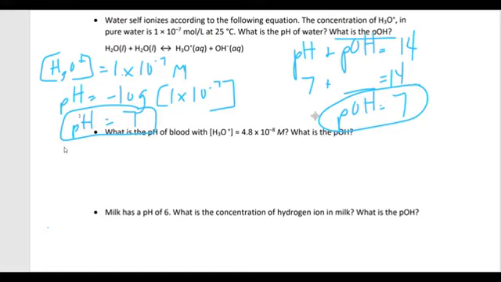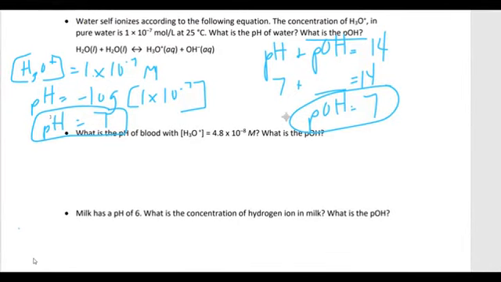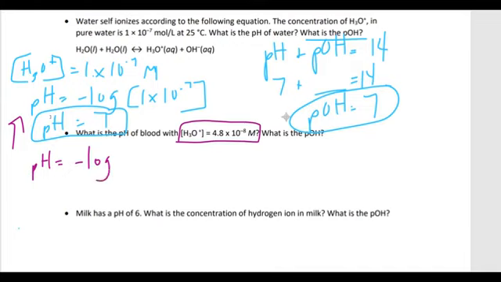Let's look at the next example, looking at the pH of blood. So we're given our hydronium concentration as 4.8 times 10 to the -8 moles per liter. So let's plug in using the same equation up here. So pH is equal to the opposite log of 4.8 times 10 to the -8.